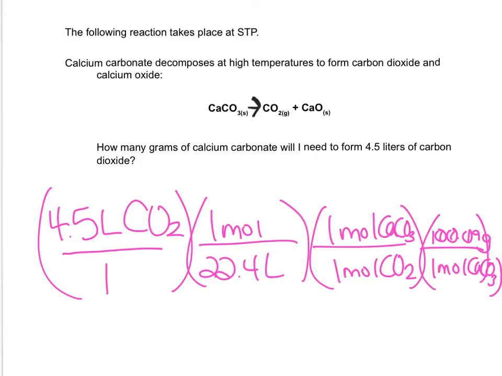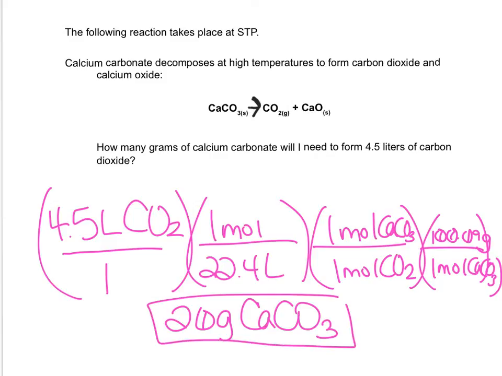I need to know that you know how to do this. 20 point what? 20.1, but oh wait, we've only got 2 sig figs here. So 20. So 20 what? Grams. Grams of what? CaCO3. It should be 20 dot, equal to the volume. 20 dot grams. Very good, Jenny. Or 2.0 times 10 to the 1.